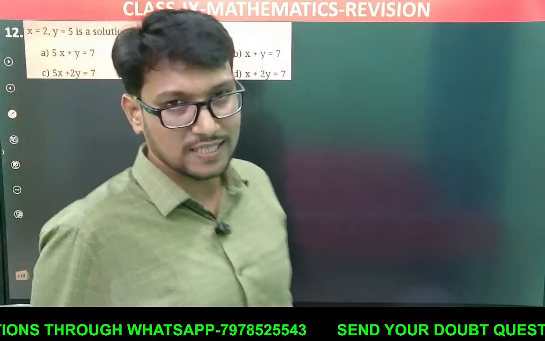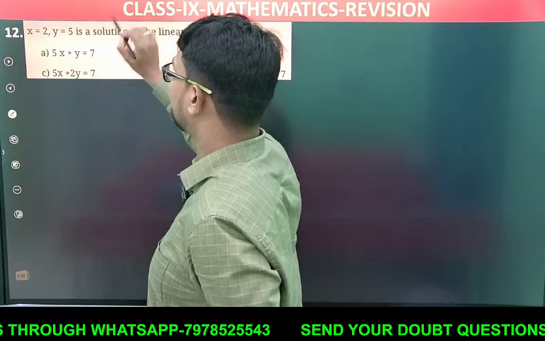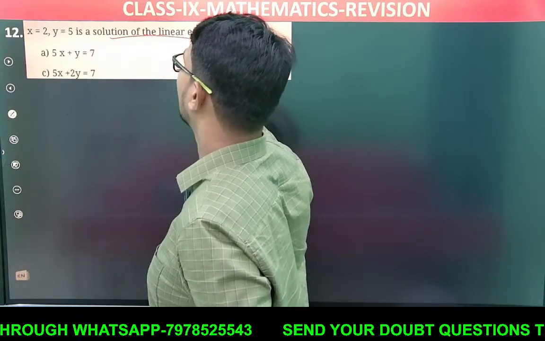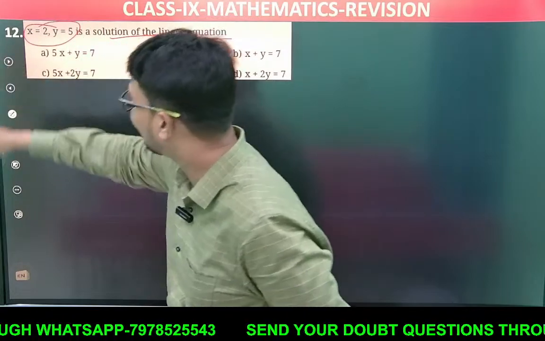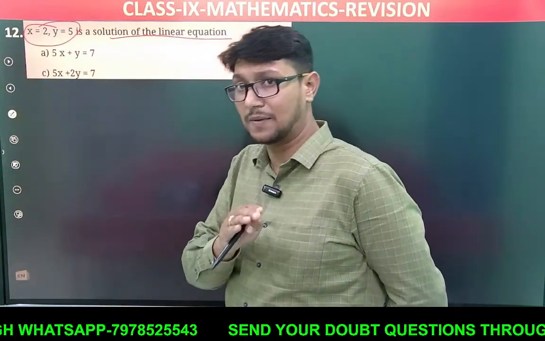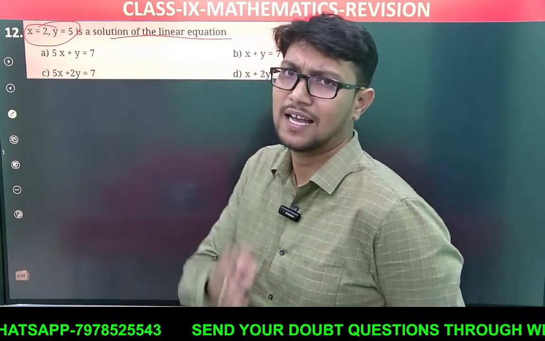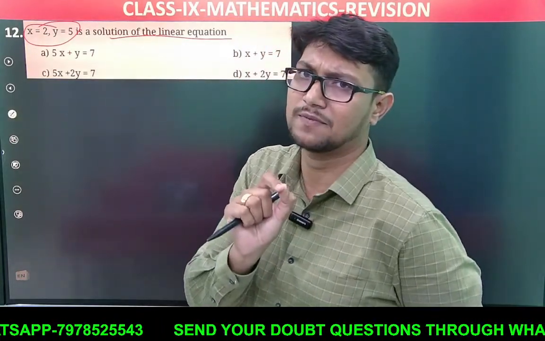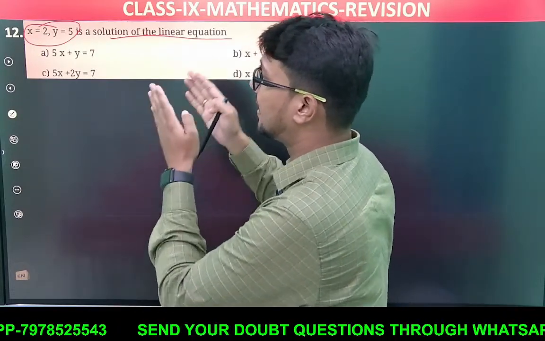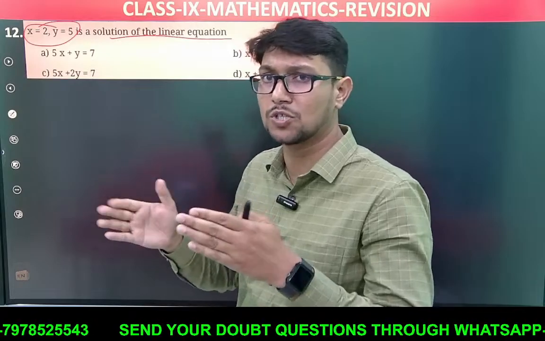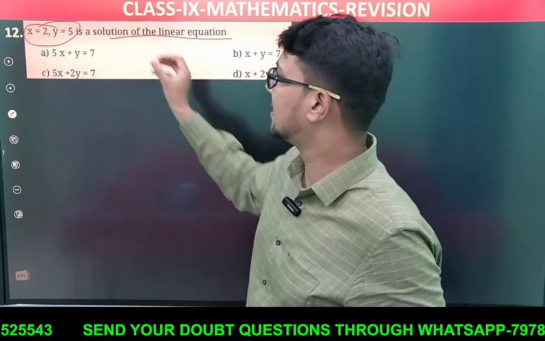Let us come to the next question. It is also a very good question. So x equals to 2, y equals to 5 is a solution of which linear equation? Very simple. The values of x and y will satisfy which equation? That is the solution of that equation, right? I hope you know the meaning of satisfying. Satisfying means that after placing x and y in the equation, it gives us LHS equals to RHS.